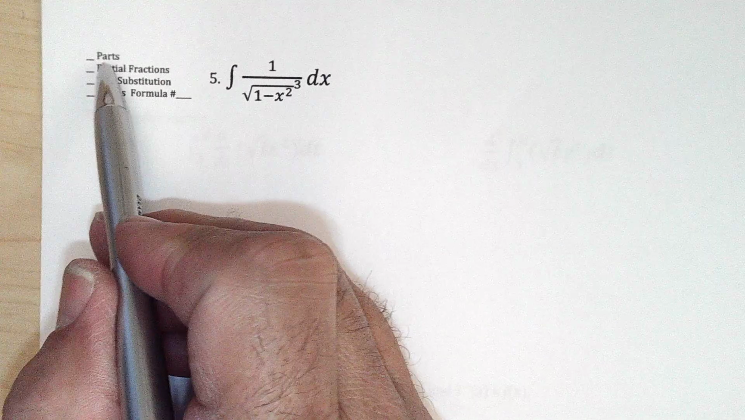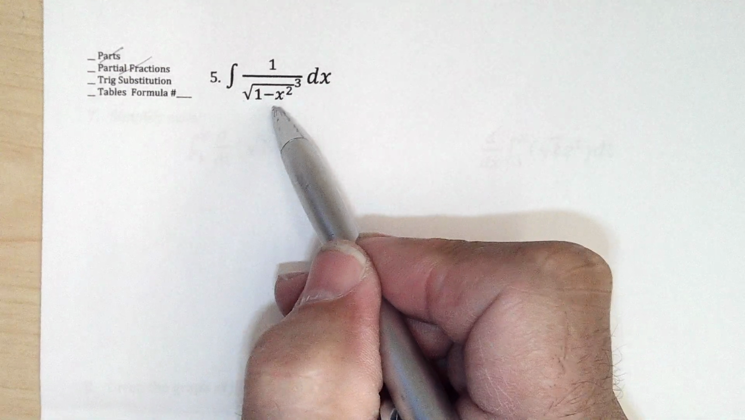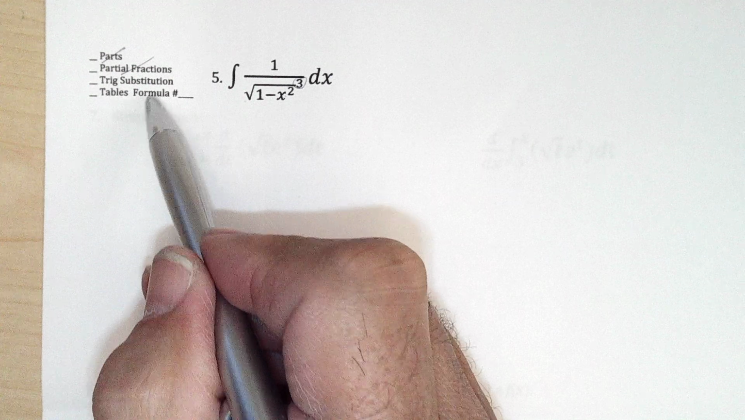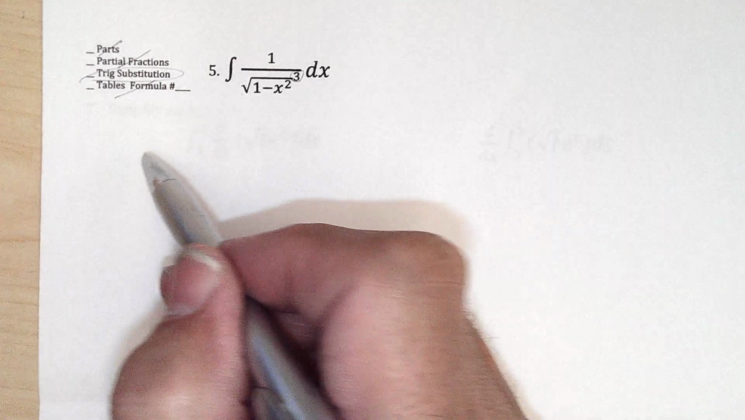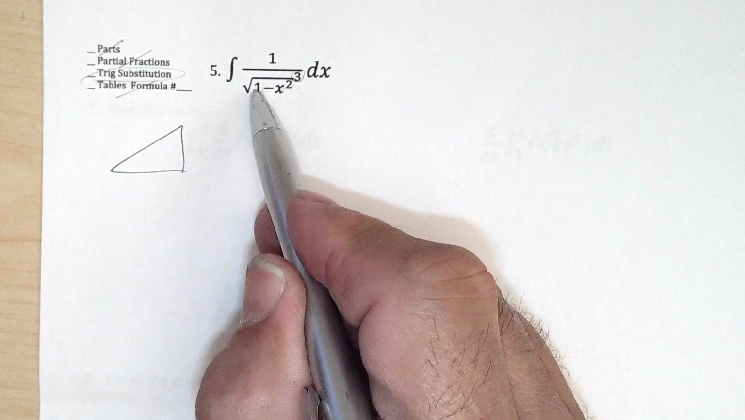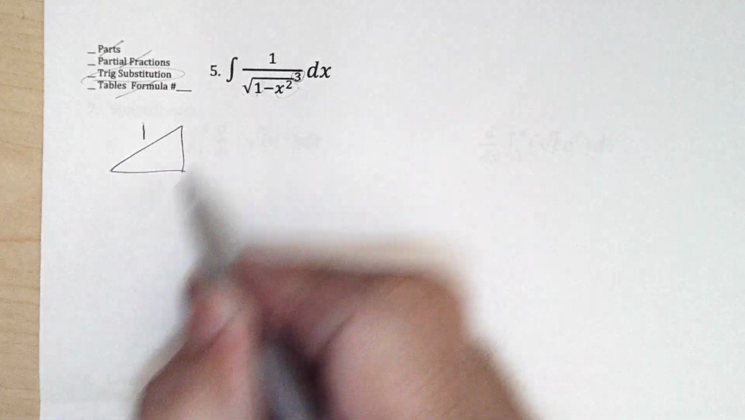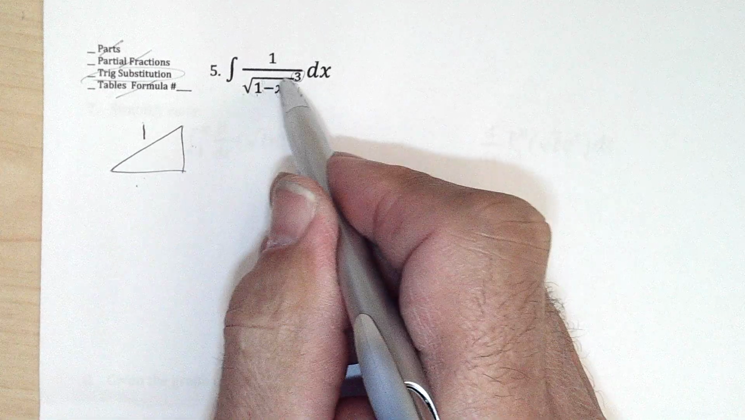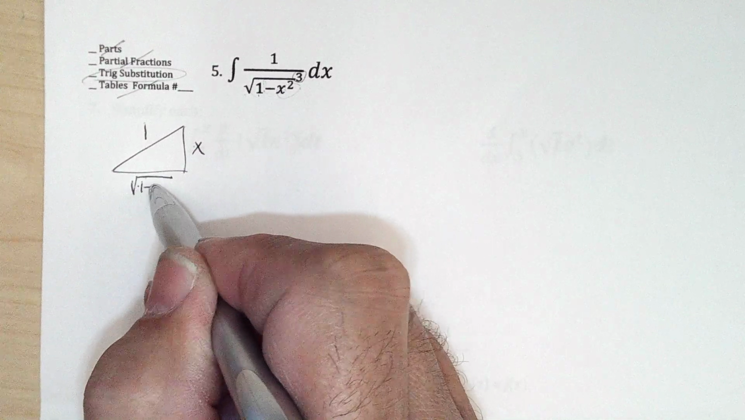This one, parts is not going to work. Partial fractions, this factors, but with the square root, not the way we do partial fractions. There might be something in the tables, but I doubt it with the cube, so we're to trig sub. So, trig sub, this is minus, and this is the positive, this is the negative, so I got to put 1 on the hypotenuse and x on one of the legs, the square root of x squared. So I'm going to put x there. So this side be 1 minus x squared.